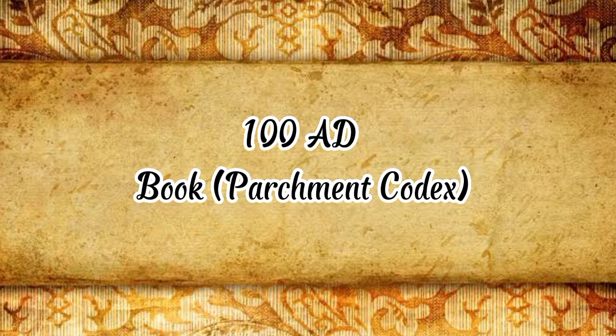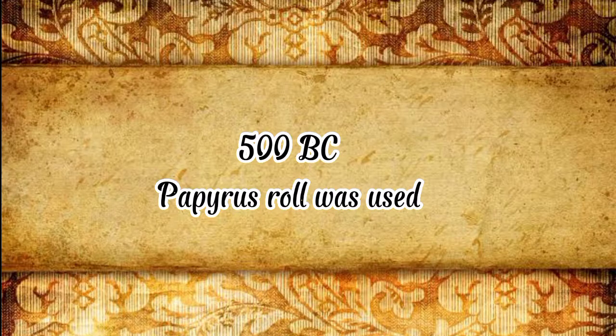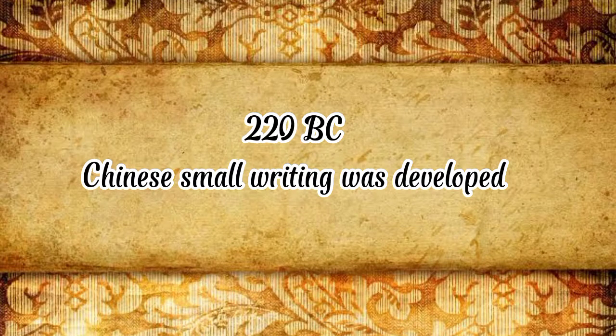180. Book Parchment Codex. At the turn of the 1st century AD, a kind of folded parchment notebook called pagillaris membrane in Latin became commonly used for writing in the Roman Empire. And 500 BC, papyrus roll was used. It was used not only for the production of books in roll or scroll form but also for correspondence and legal documents. 220 BC, Chinese small writing was developed.